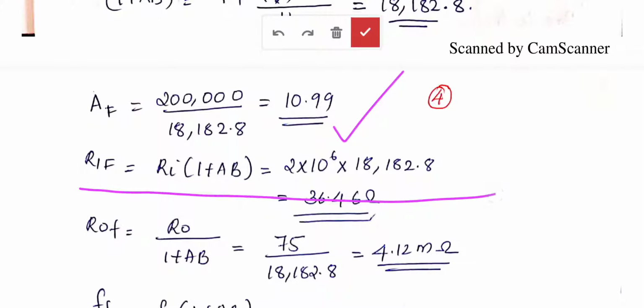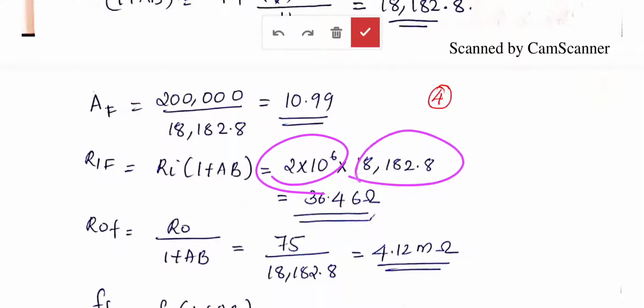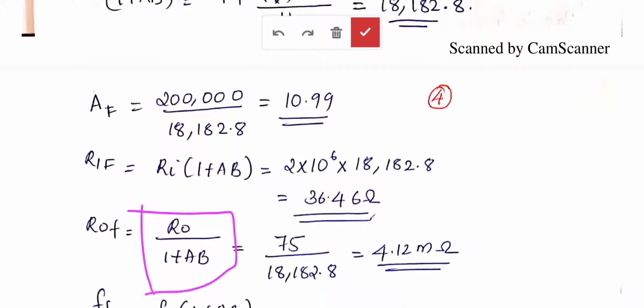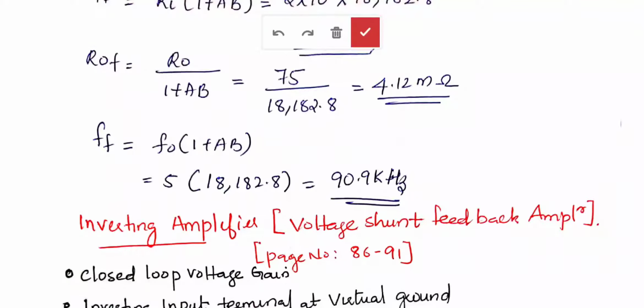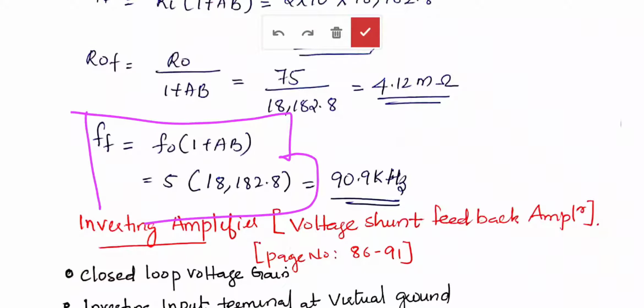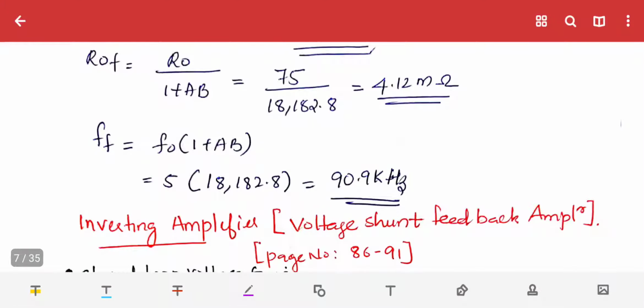Next is input resistance. RIF is equal to RI into 1 plus A beta. So 2 mega into 18,182, that is 36.46 giga ohm. So input resistance increases. Output resistance is RO by 1 plus A beta. So 75 divided by this one, that is 4.12 milli ohm. That means output resistance reduces by a factor of 1 plus A beta. Next is bandwidth. Bandwidth with feedback FF is equal to F0 into 1 plus A beta. F0 is given as 5 Hertz. So 5 into 18,182, that is 90.9 kilohertz. So this much about non-inverting amplifier.